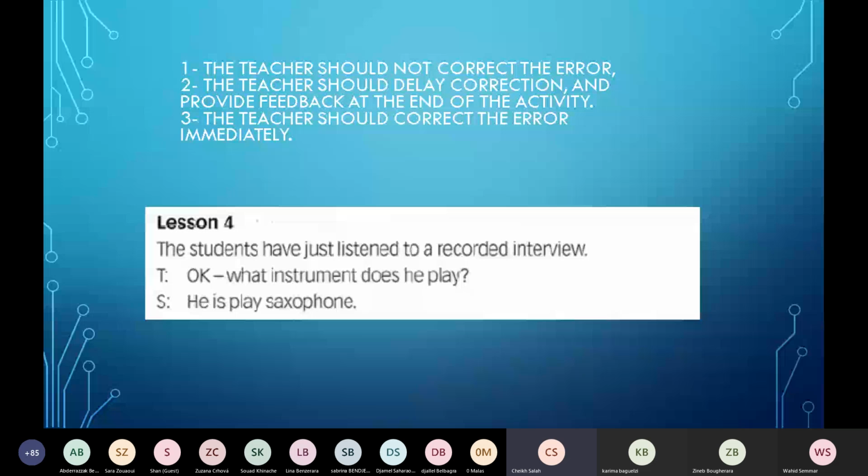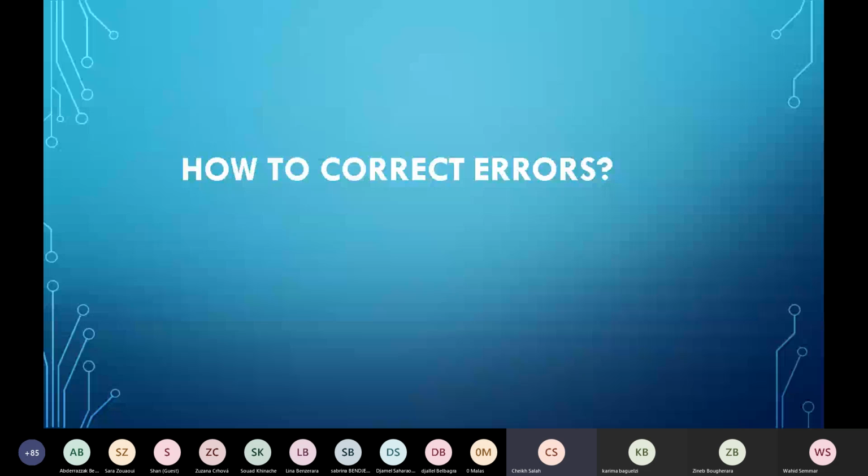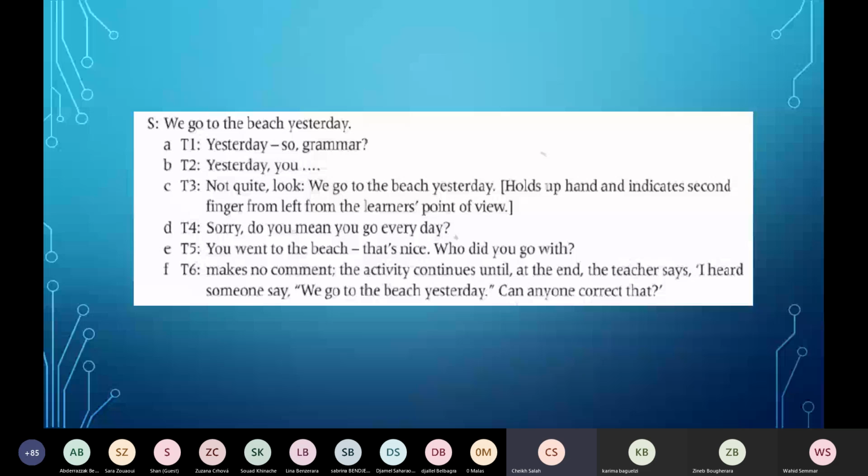Now, how to correct errors is also very important, as another participant said. The way the teacher corrects the error or the mistake is very important because it could affect the student somehow. Let's take a look at this part here. The student says, we go to the beach yesterday. Teacher 1 says, yesterday, so grammar. Teacher 1 is trying to give the student a chance to realize the error they are making. By saying what type of mistake they are making, that could give them the opportunity to correct themselves.